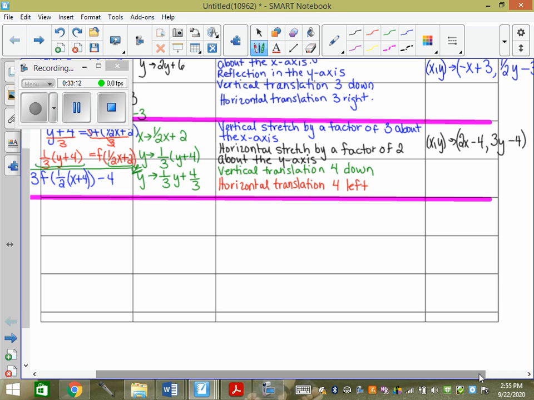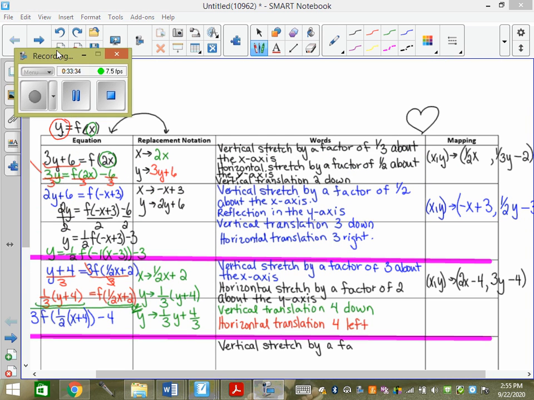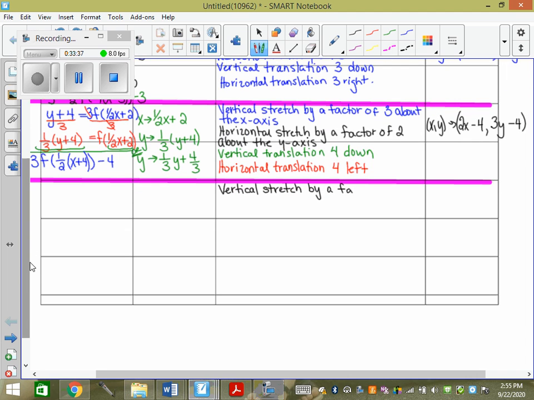Okay. I'm going to give you words. You're going to give me equation, mapping, and replacement notation. And remembering your original equation is just y equals f of x. I have it up here. So you're just changing that. Go. Vertical stretch by a factor of 8 about the x-axis.